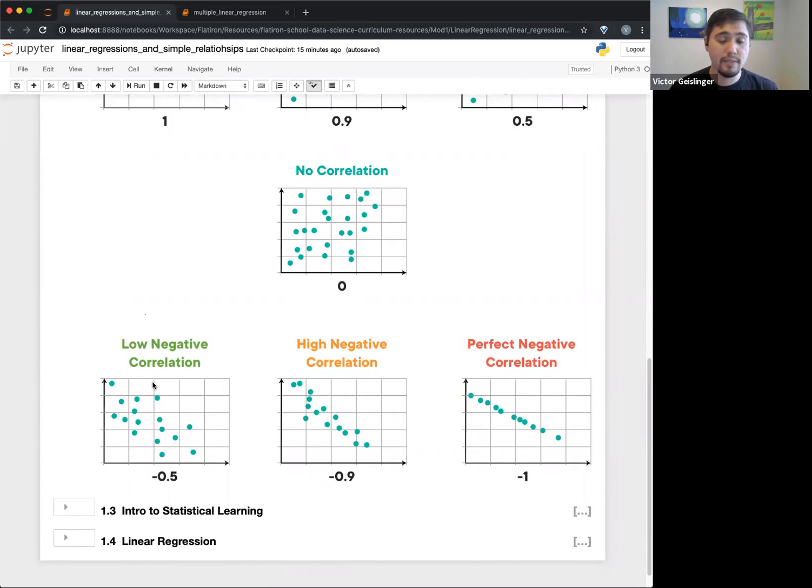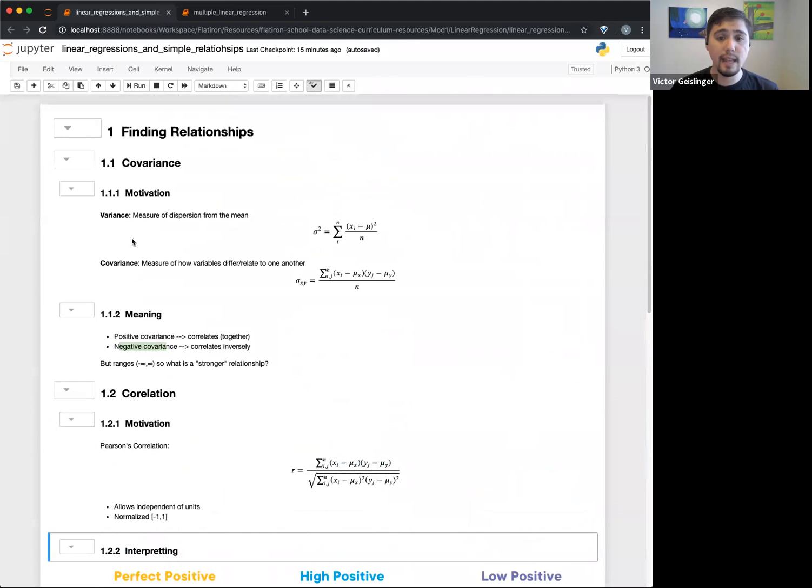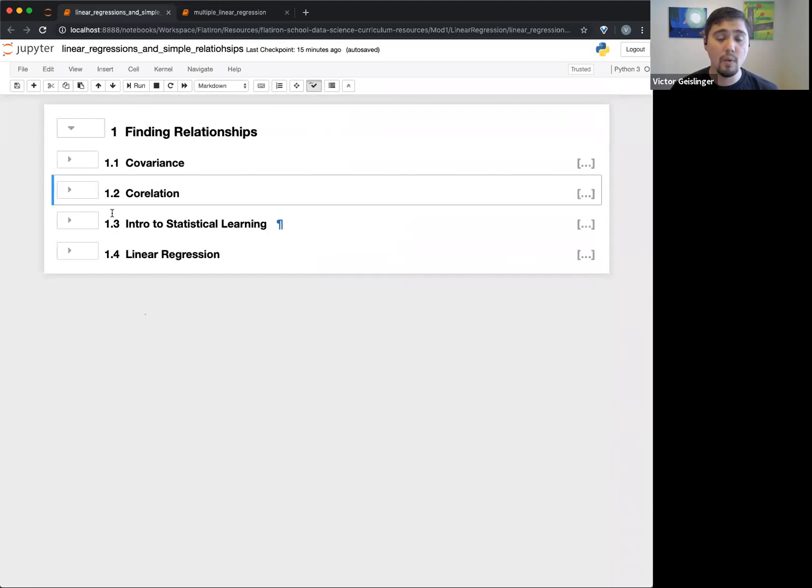Okay, so again, that's correlation. And I'll move on to our next part. Once we know those two parts, our covariance leads us into correlation, and our correlation allows us to think, all right, if a value goes up, maybe this other value goes up. And this leads us into statistical learning.